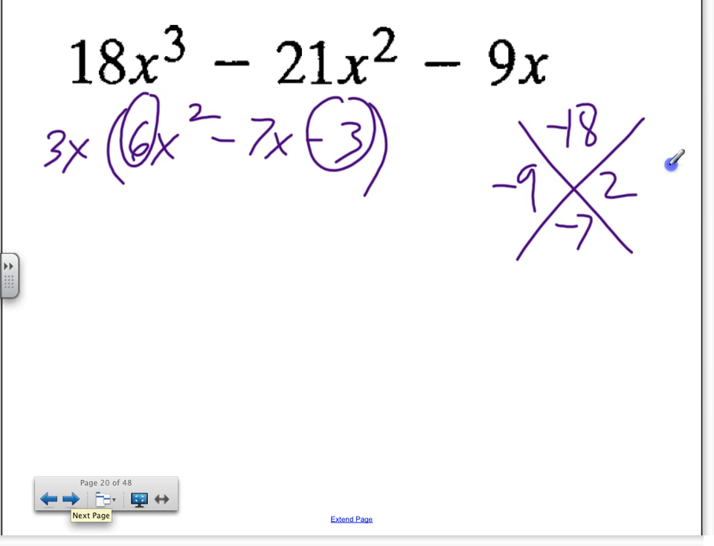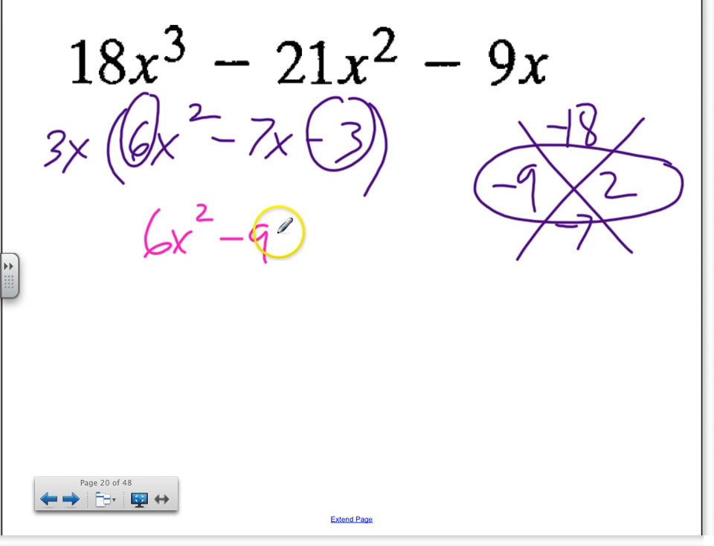See it? So here's the negative 9, and here's the 2 that I'm going to be using. I just go ahead and rewrite the whole thing: 6x squared minus 9x plus 2x minus 3. See that? Any question on that?